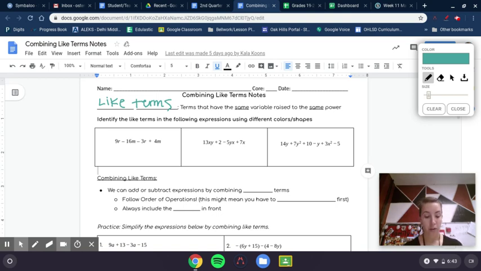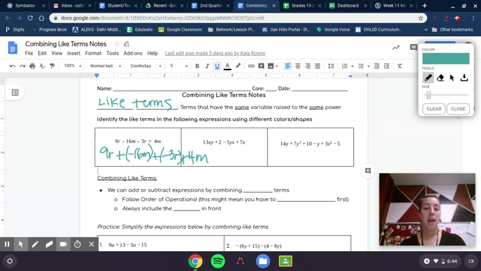Okay, so for the very first one, you have 9r minus 16m minus 3r plus 4m. When you do this, you can rewrite all of your subtraction as addition to help you with your signs, or you can just bring the sign that's right before it with it. So I'll show you both ways. The first way, if we rewrite it, it would be 9r plus negative 16m plus negative 3r plus 4m.